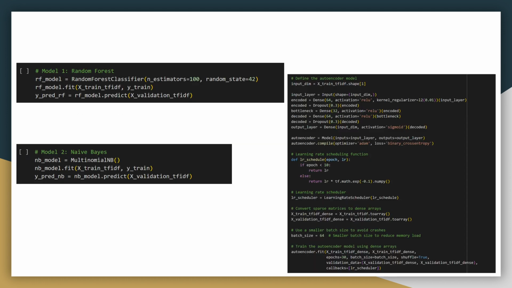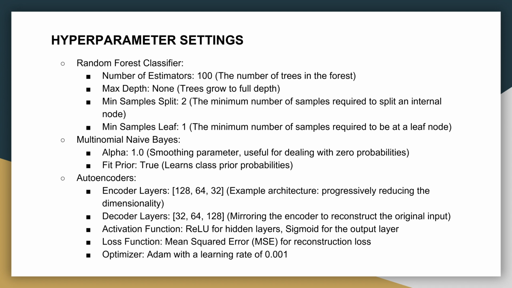This is the code for model 1, random forest, second, naive Bayes, and third, autoencoder. Then we tried the hyperparameter settings used for the models. For random forest, we set the number of estimators to 100, allowing the model to grow 100 trees, and we did not restrict the depth of the trees, letting them grow to their full potential. For the naive Bayes model, we used an alpha value of 1.0, which serves as a smoothing parameter to handle zero probabilities in the data.